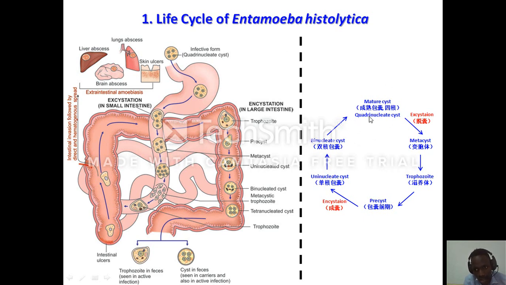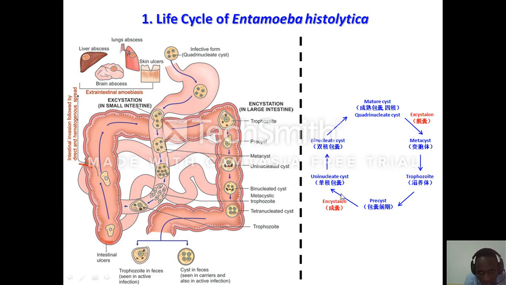It's a mature cyst as a quadrinucleated cyst. It undergoes excystation, which we talked about here, and then it becomes a metacyst. Metacyst becomes a metacystic trophozoite. So we can see here, trophozoite. Now from there, it becomes a precyst. That's from here, straight on, trophozoite, straight on, becomes a precyst. That's what we're talking about here. And from a precyst, it starts to what?